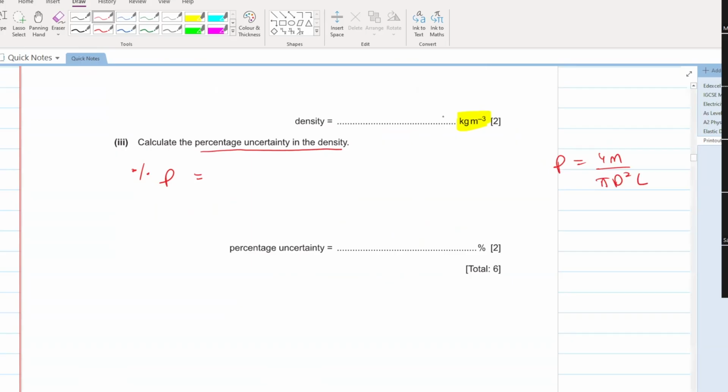If you want to find the uncertainty in density, which variables will come into it? Mass, diameter and length. So you can write here: density uncertainty is equal to the uncertainty in mass plus the uncertainty in length plus 2 times the uncertainty in diameter. Why have I placed the 2 here? Because diameter is squared here.